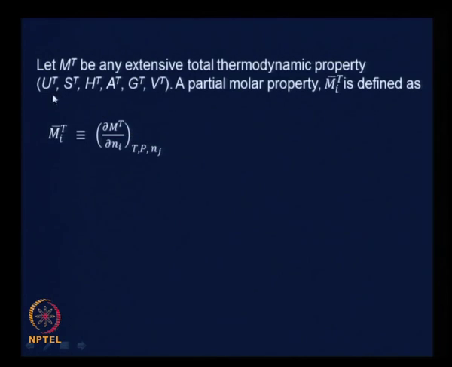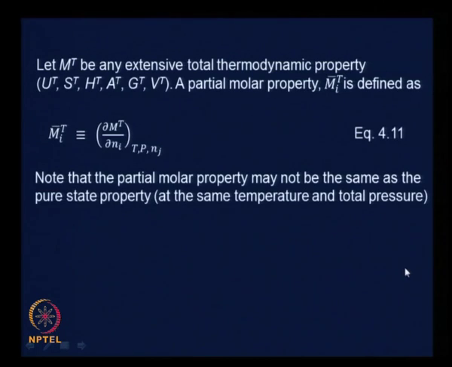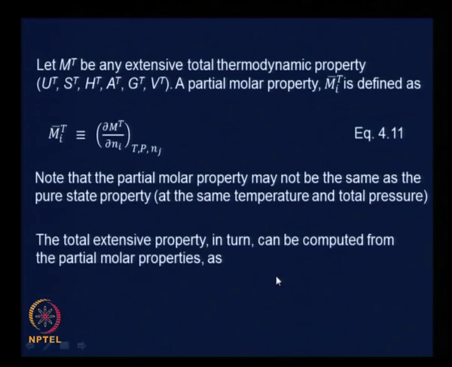This you could write for any of the extensive properties: U_t, S_t, H_t, A_t, G_t or V_t. And of course, it was quite obvious that the partial molar property may not be the same as the pure state property at the same temperature and total pressure, and the total extensive property can be computed from the partial molar properties as the sum over n_i, the mole numbers, times the partial molar property of that component. You sum them over all the components, then you get the total property. To be able to express it this way was the need to define a partial molar property at all.